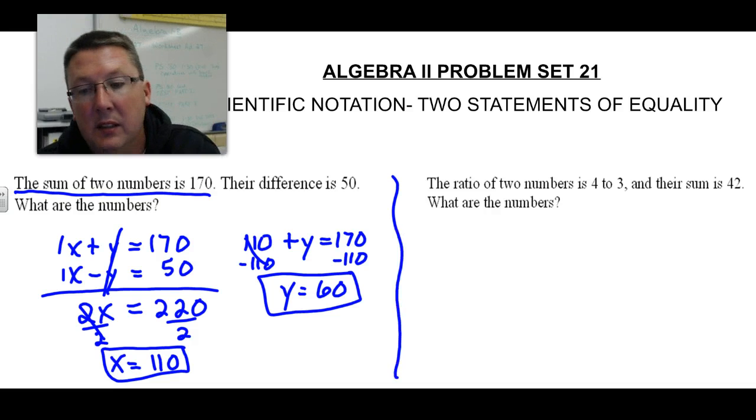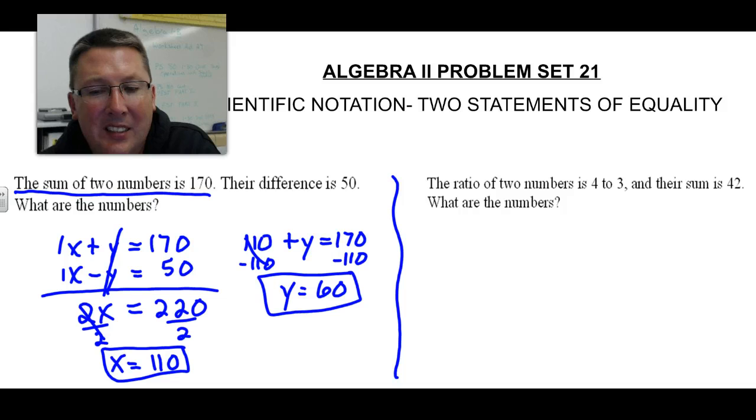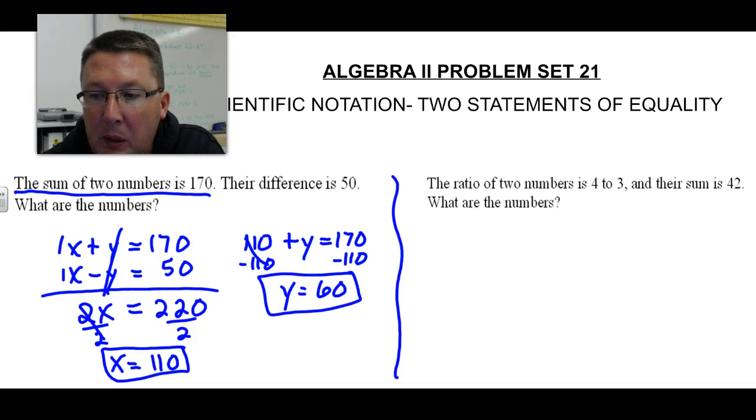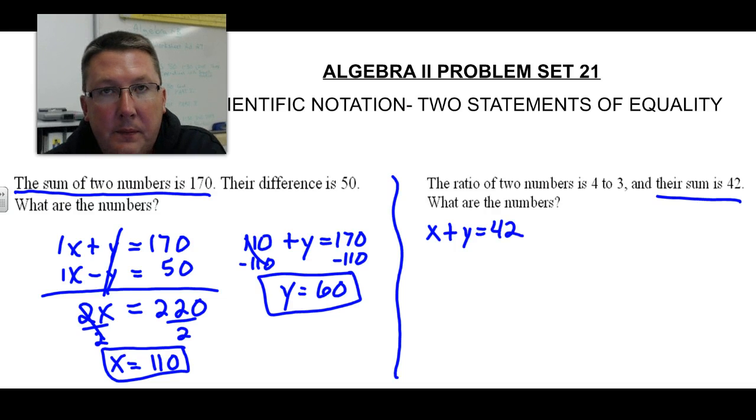Okay? Second problem, this one I put on here because you will see some on your homework, and it's a little bit tricky the way it's set up. The ratio of two numbers is 4 to 3. Their sum is 42. Setting this up with two equations, we're still going to have two variables. Probably the easier equation is their sum is 42, so I could say x plus y is 42.